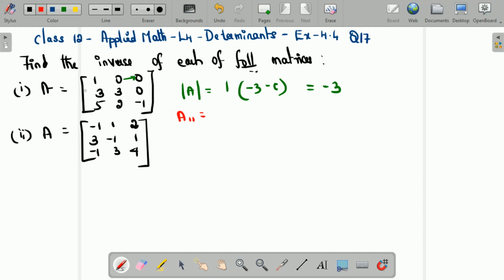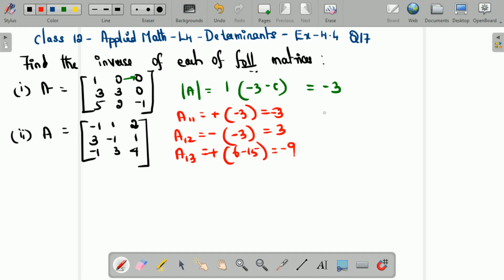So A11 is going to be equal to plus sign into minus 3. So this is equal to minus 3. Now A12 is going to be minus sign into, eliminate this row and this column. So it is minus 3 minus 0. So this is going to be minus of minus 3 plus 3. A13 is going to be plus into, eliminate this row, this column. So 6 minus 15. So this is going to be equal to minus 9.